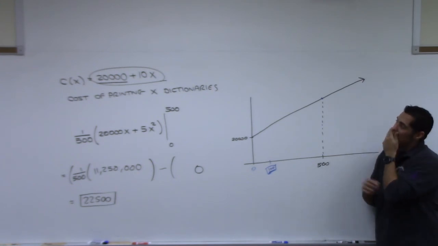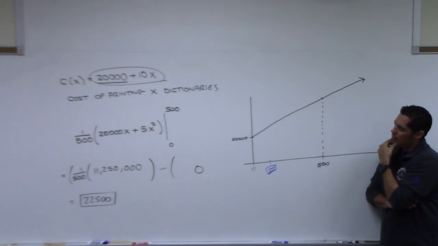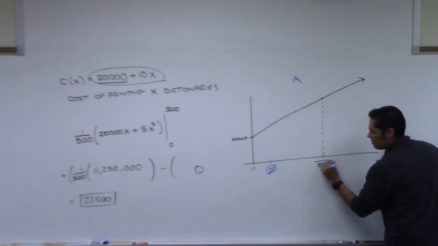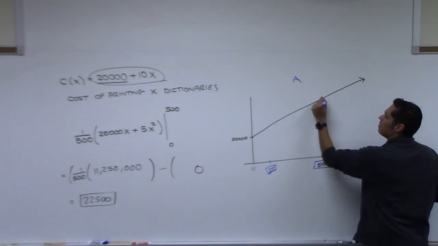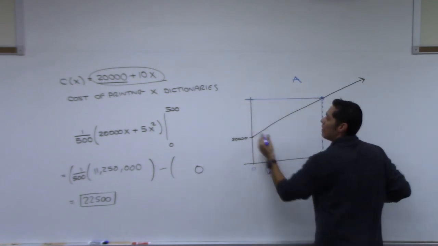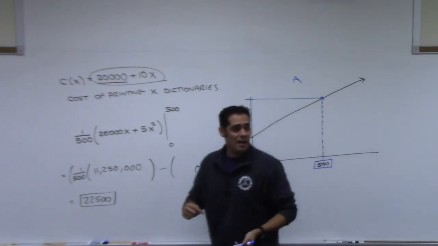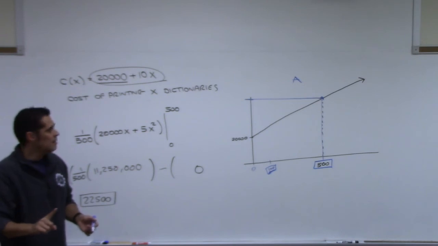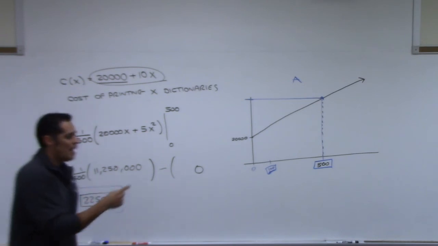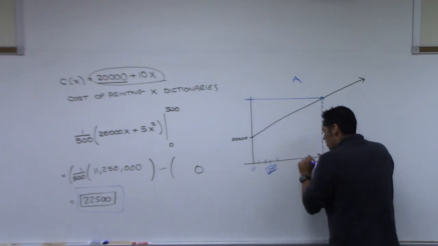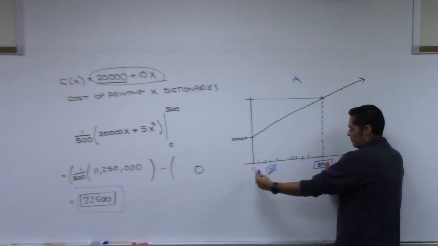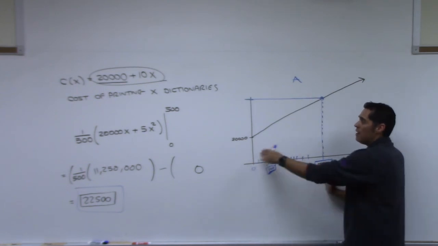I feel like I've not clarified why these two numbers are so different. In part A, we went exactly to 500. We went up to this value, we figured out how tall that was, and that gave us a cost. But then we divided it by 500, and that gave us a cost per exactly one dictionary. This value is not looking at one particular cost or one particular number of dictionaries. It's looking at an entire line interval from 0 to 500 and saying, on average here, what's it going to cost?